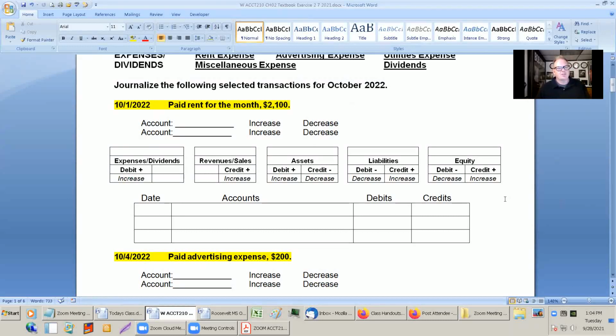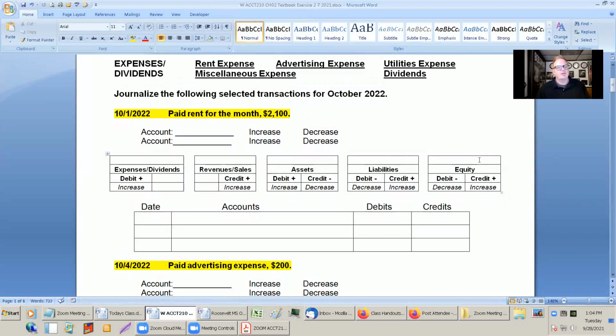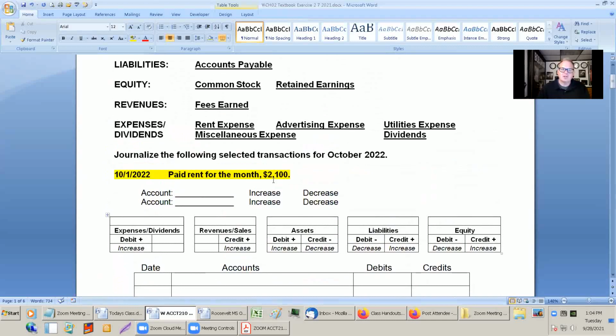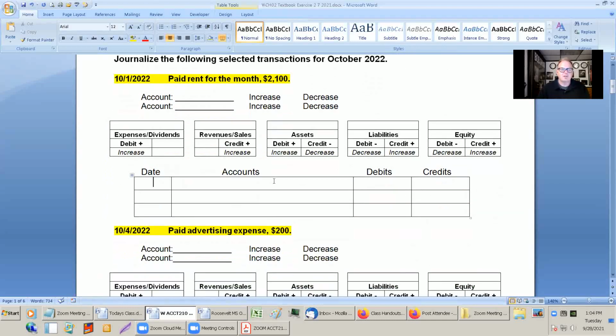Okay, so let's go through some of these. I tell you what, I'll have you guys tell me the journal entry, and then we can see if there are any questions on how you got them. So what do you guys have for the journal entry for the first one?